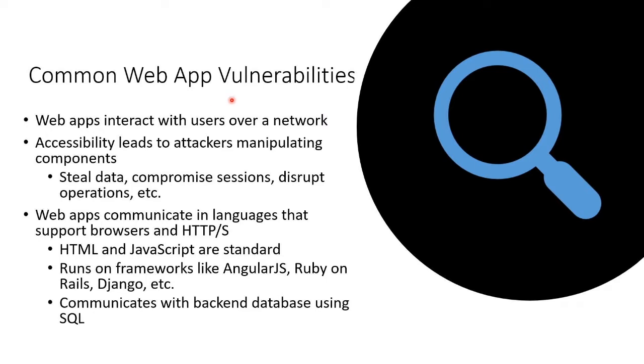Common web app vulnerabilities can include a number of things. The web apps are going to interact with the user over a network. This gives the ability and opportunity for an attacker to manipulate all sorts of components. We compromise the session, we steal data, we disrupt operations. The web apps communicate in languages that the browsers support, so it'll be HTTP, HTTPS. HTML and JavaScript are typical. They'll run on frameworks like AngularJS, Ruby on Rails, Django, and the like. And they'll communicate with back-end databases using the structured query language, or SQL.